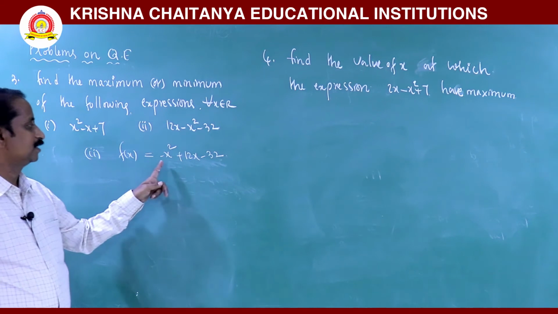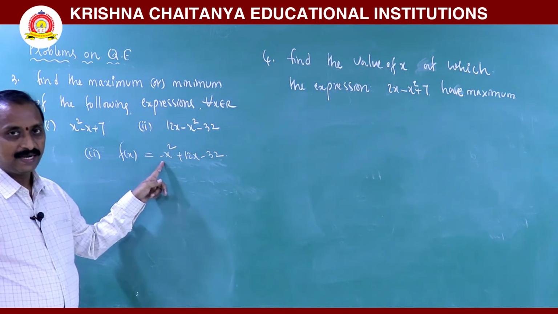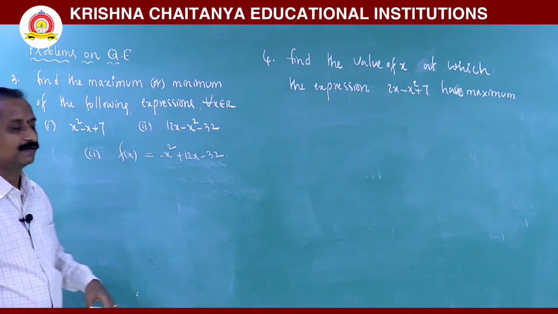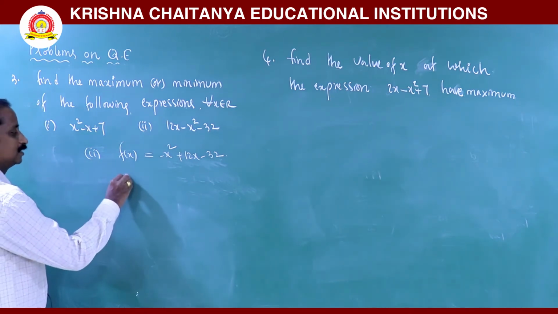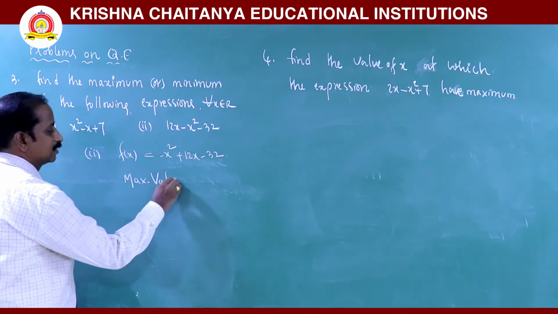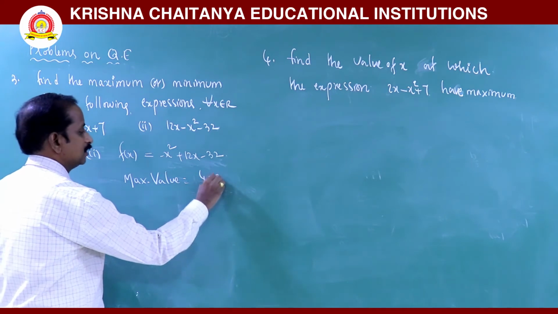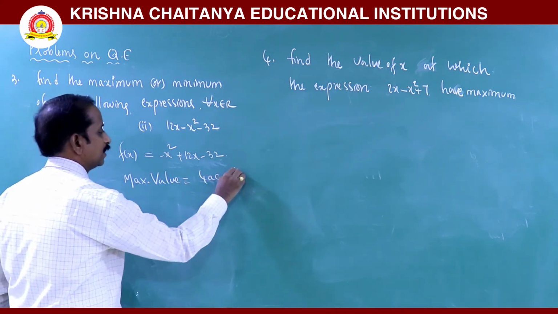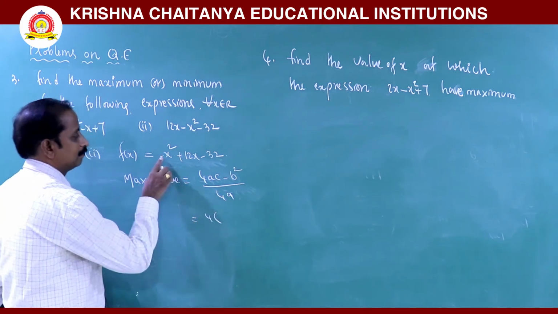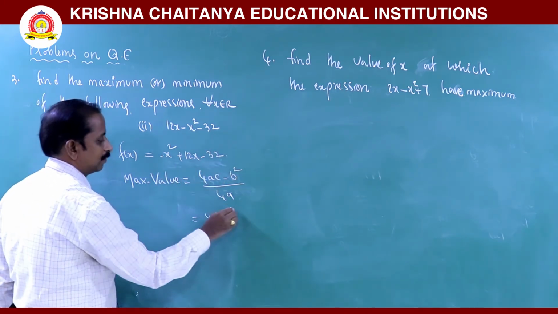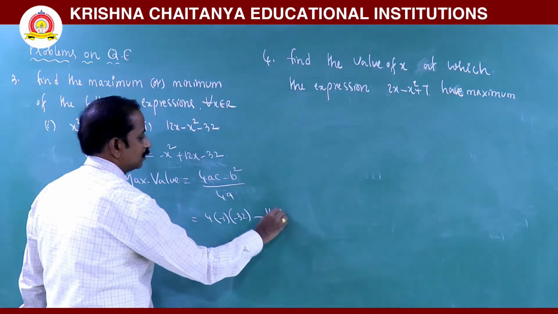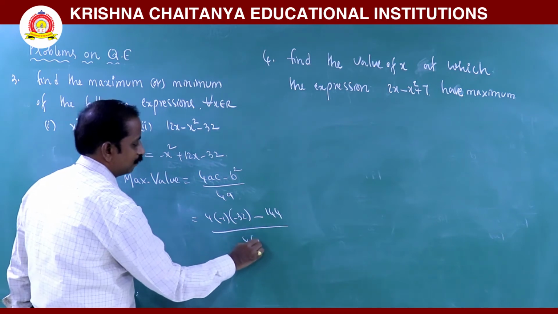Here the leading coefficient is negative. When a is less than 0, the quadratic expression has a maximum value. So therefore, what is its maximum value? The maximum value is nothing but 4ac minus b square divided by 4a. So 4 into a, which is minus 1, into c, minus 32, minus b square, which is 12 square, divided by 4 into a.